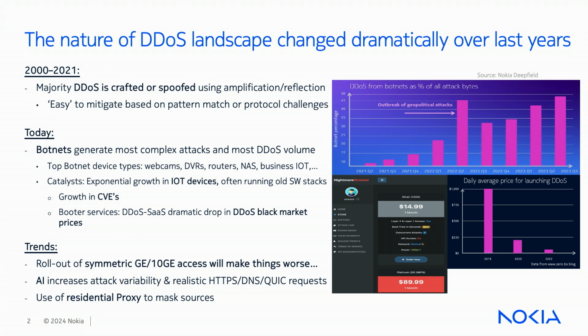the last 20 years. So in the early days, DDoS attacks were mainly crafted packets using spoofed IP addresses, using amplification-based attacks, reflection-based attacks, mainly using compromised DNS servers or NTP or SNMP servers. But the landscape has drastically changed in the last few years.